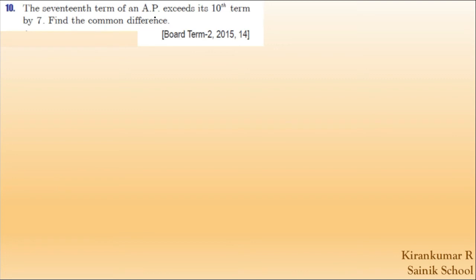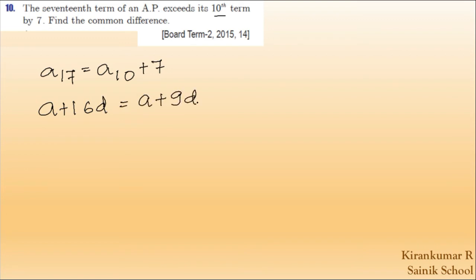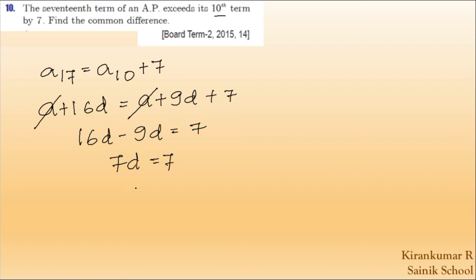The 17th term of an arithmetic progression exceeds its 10th term by 7. What does it mean? A17 is A10 plus 7. We need to find the common difference using this statement. A17 is a plus 16d and A10 is a plus 9d, plus 7. Here observe a gets cancelled. We get 16d minus 9d equals 7, which is 7d. Therefore the common difference is positive 1.